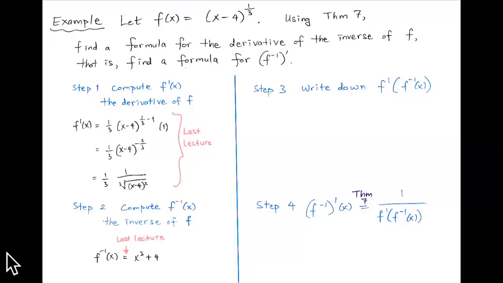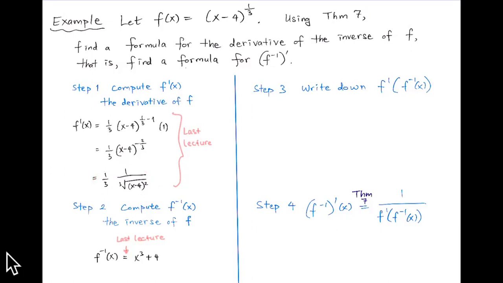So we start with this function, the cube root of x minus 4, and we're just going to apply the formula directly to compute the derivative of the inverse function. The first step is to just compute the derivative of the original function. This is something we did in the last lecture.